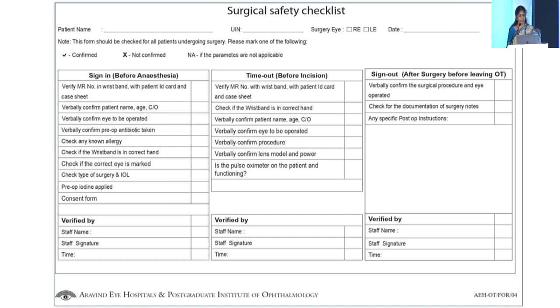Is pre-op iodine done? Important, because that has the highest evidence to prevent endophthalmitis. Again, the time out before incision, we verify all of this with every member of the team, which is the surgeon, the assisting staff, and the circulating staff, and then the sign out. So you verbally confirm the procedure has been done. Is it the right procedure? Any deviation, any post-op instructions. And each of these stages has to be signed, timed, and dated as well.